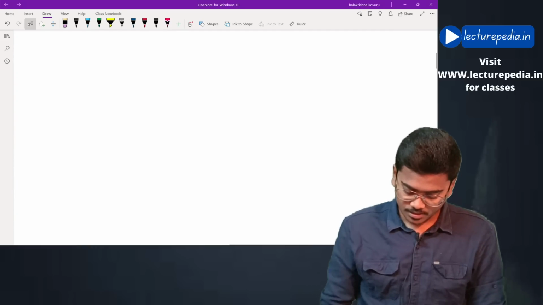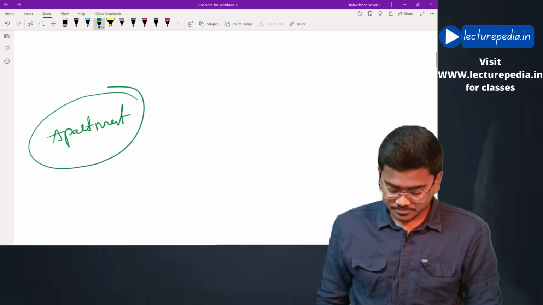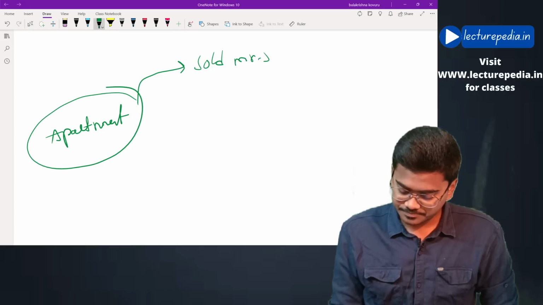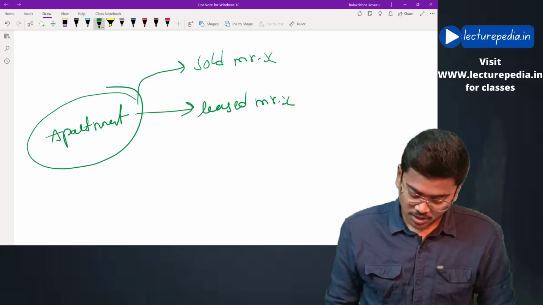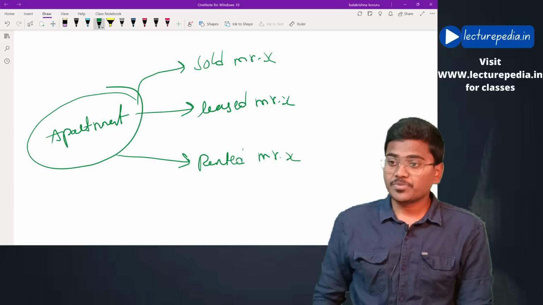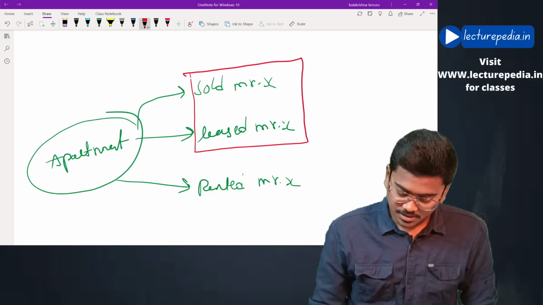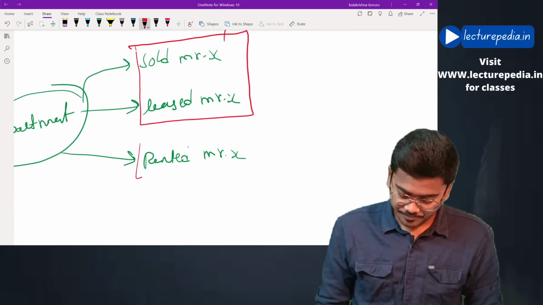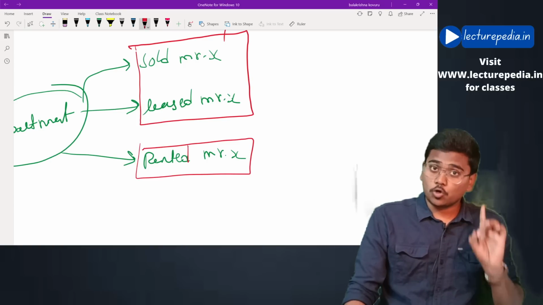Now, let us say there is an apartment. Now, this apartment is sold to Mr. X, or this apartment is leased to Mr. X, or this apartment is rented to Mr. X. Now, in these three cases, in the first two cases, Mr. X will be known as allottee. But in the third case, where the apartment has been rented to Mr. X, Mr. X is not an allottee. Hope this is clear. This is the first point.